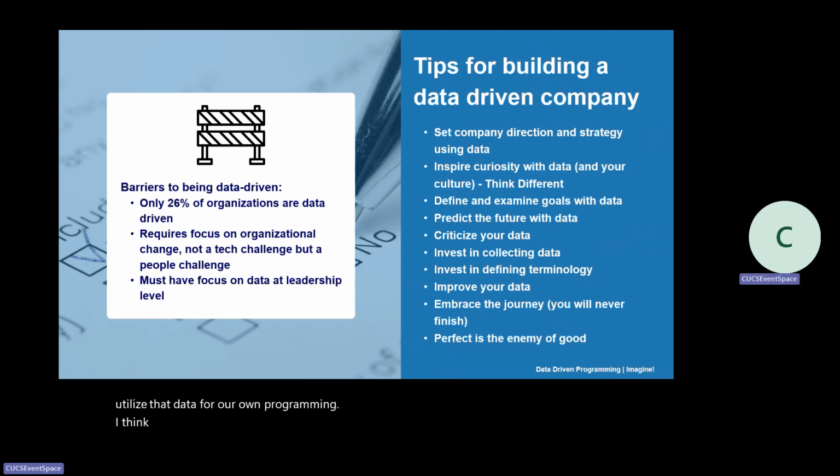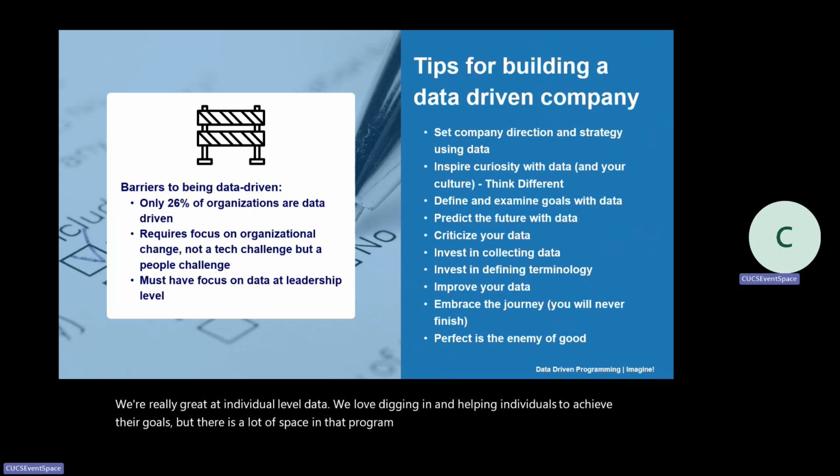I think in our field, program data is a barrier. I think that we are all particularly made up of a group of social workers. We're really great at individual level data. We love digging in and helping individuals to achieve their goals, but there is a lot of space in that program data. That program data is really critical because you may be able to look at the external data coming in, and some of the external data that we have now, the 2018 Boulder County Community Needs Assessment, the 2021 Inclusive Housing Report, the Boulder County A&I Imagine data that was collected earlier this year.